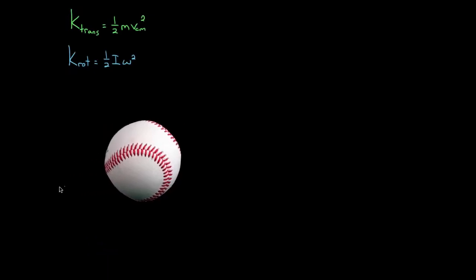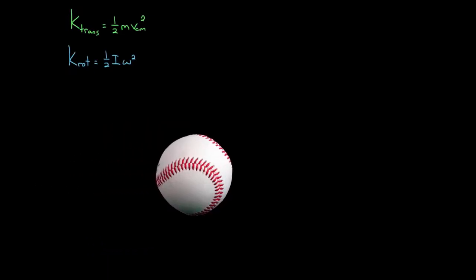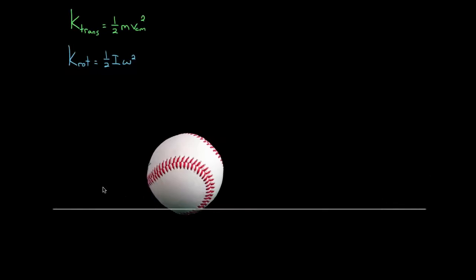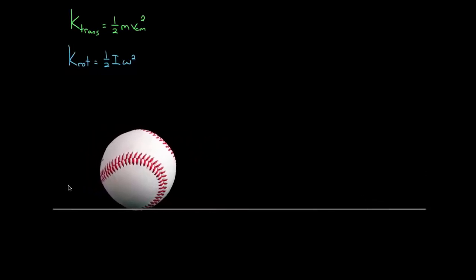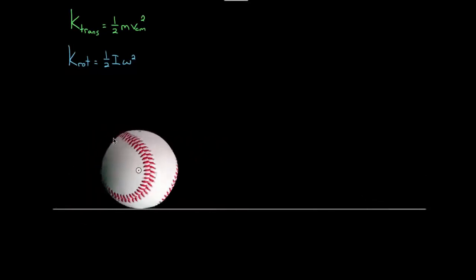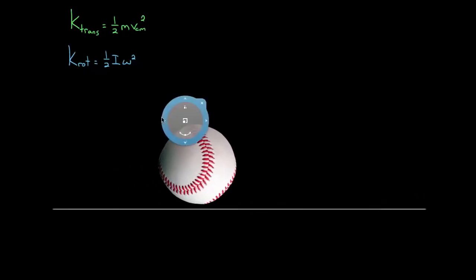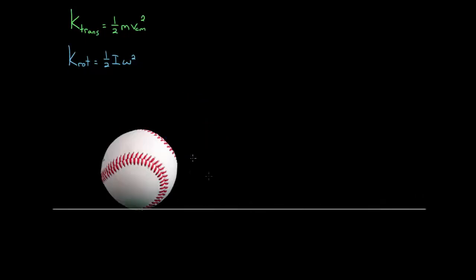So imagine this. Imagine we, instead of pitching this baseball, we roll the baseball across the concrete. So say we take this baseball and we just roll it across the concrete. What's it going to do? It's going to rotate as it moves forward. And so it's going to do something that we call rolling without slipping. At least that's what this baseball is most likely going to do.